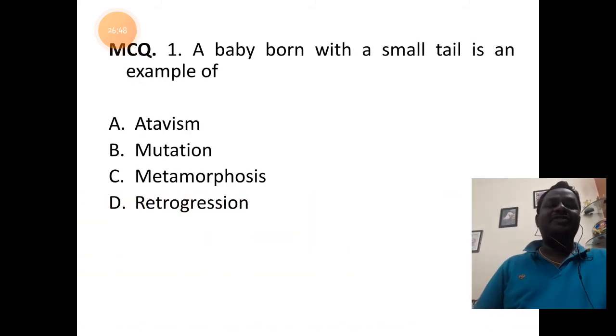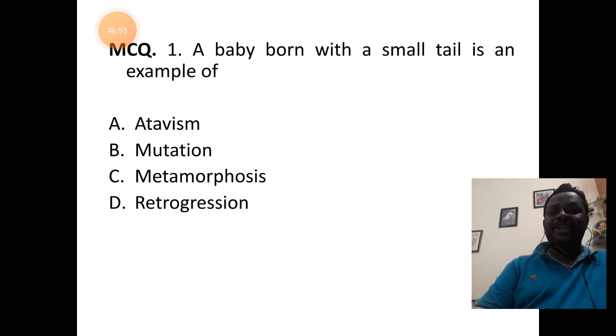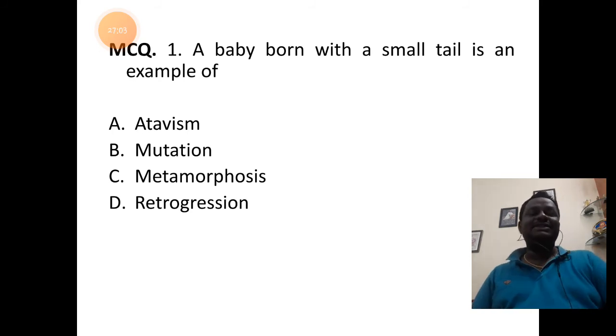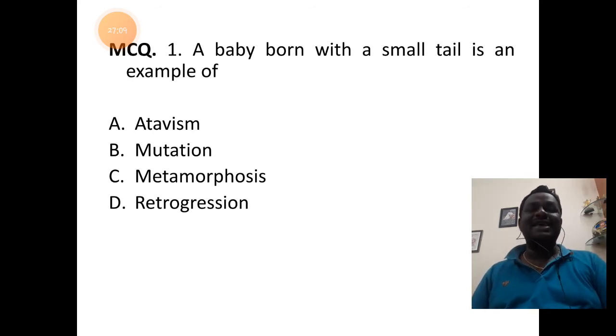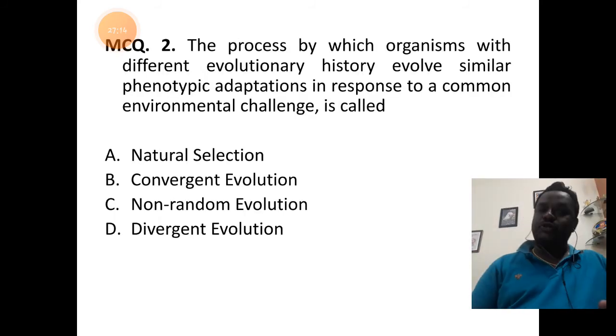Well, students, after understanding the concept of atavism and adaptive radiation, let us answer the MCQs now. Question 1. A baby born with a small tail is an example of what? We know that it is atavism, because sudden reappearance of ancestral characters in the newborn is called atavism. Answer is A.